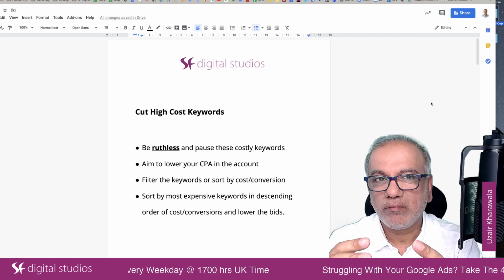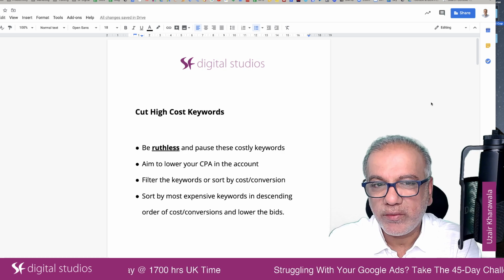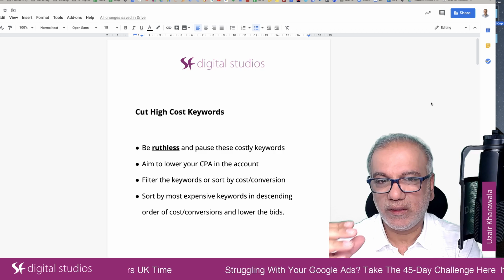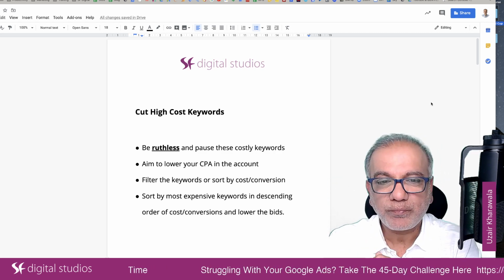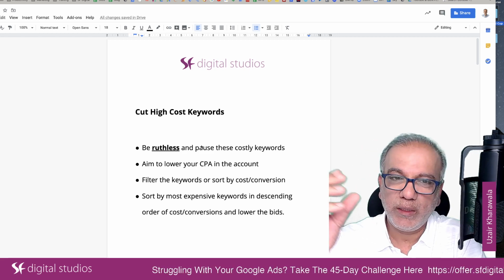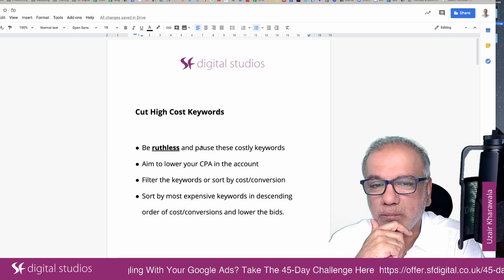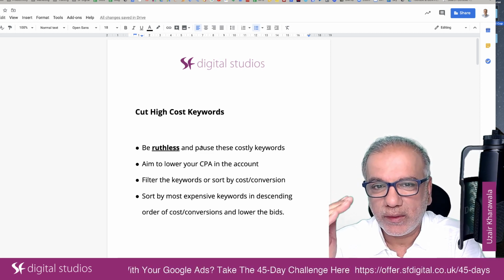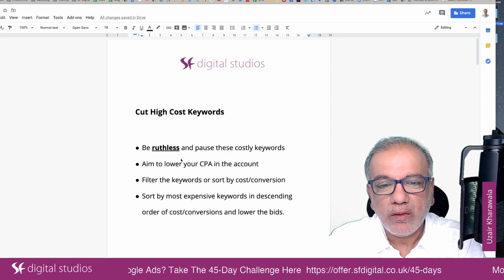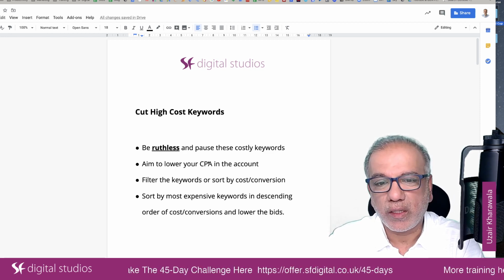So you have a cost per conversion set up for each one of your campaigns, and you can see it quite easily in the interface whether this is way above or way below. If it's expensive, then what you need to do is keep bringing it back down towards your average cost per conversion, so it starts to decrease your cost. You need to lower your CPA in your overall account.